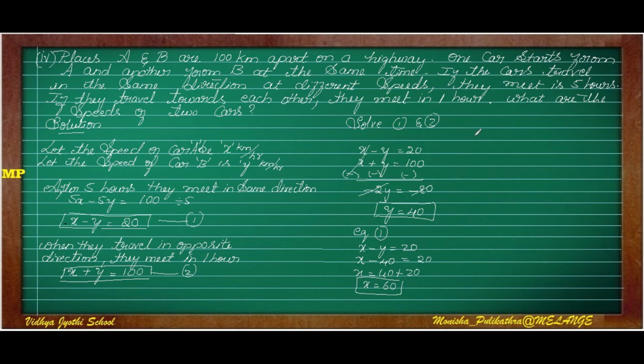Therefore, the speed of car A is 60 km per hour, and the speed of car B is 40 km per hour. I hope you understood this.